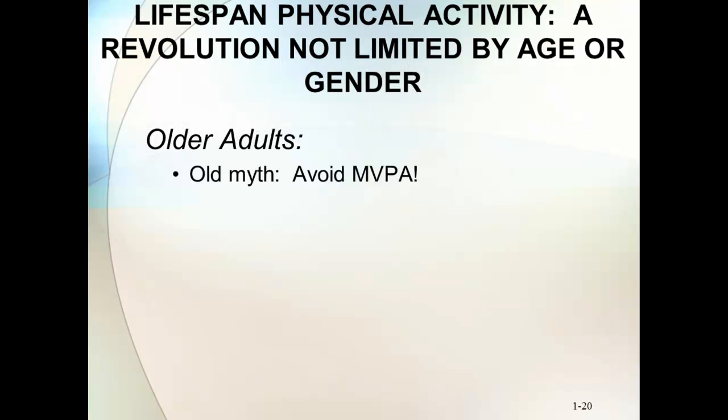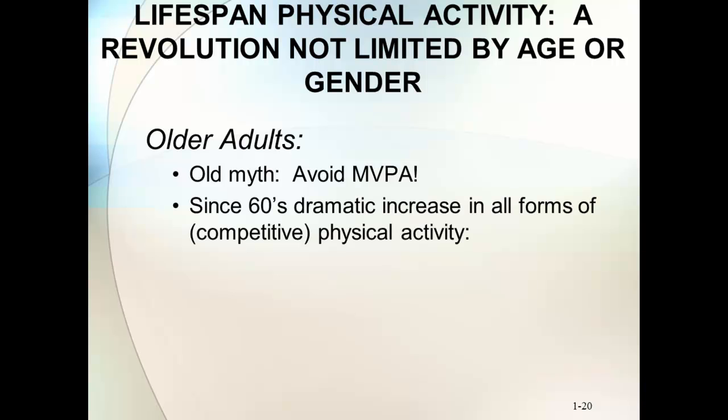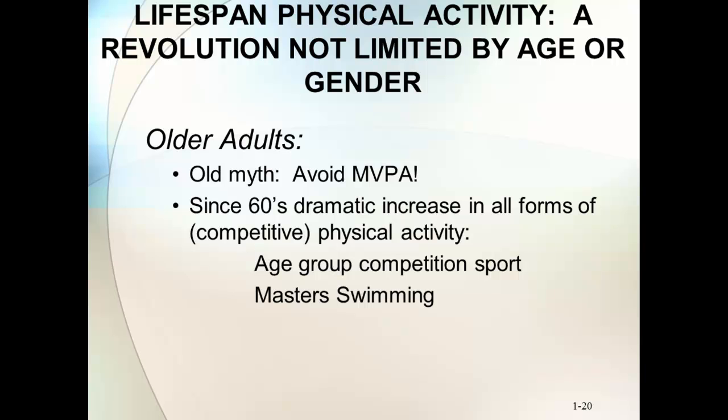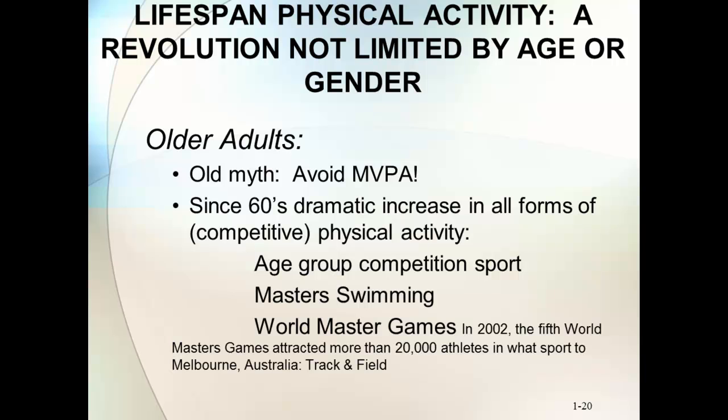For our older adults, the old myth was to avoid moderate to vigorous physical activity. Since the 60s, there has been an increase in all forms of competitive physical activity. We have age group competition sport, master swimming, and World Master Games, and in 2002, the 5th World Master Games attracted more than 20,000 athletes, with track and field in Australia and the National Senior Games.